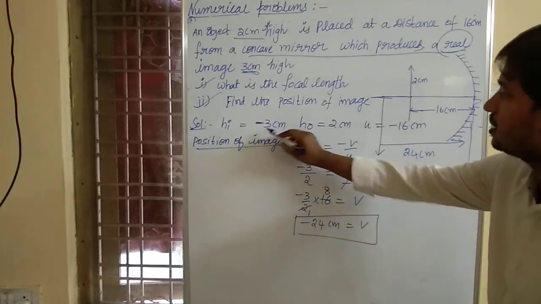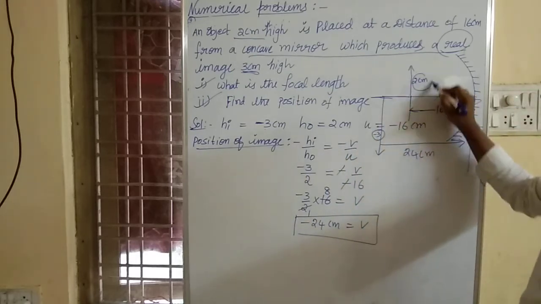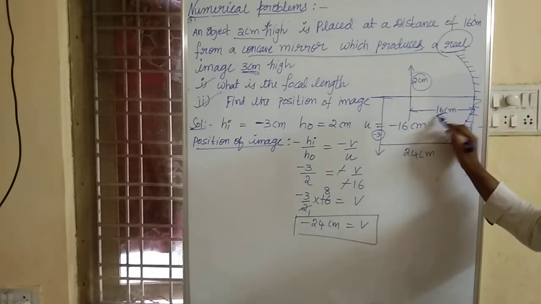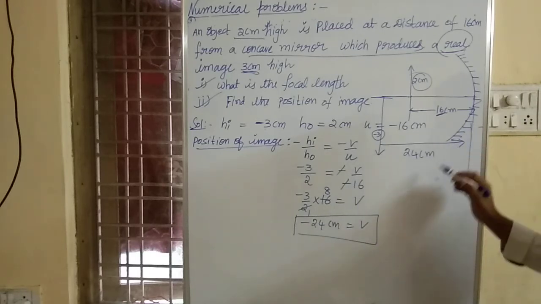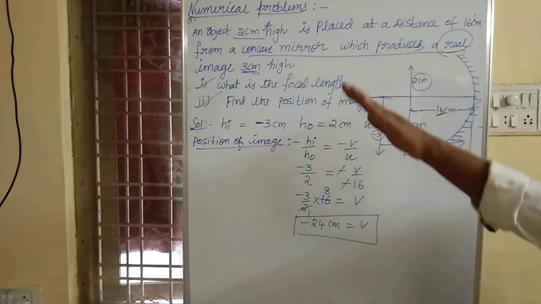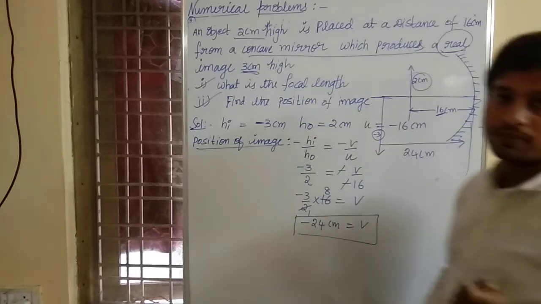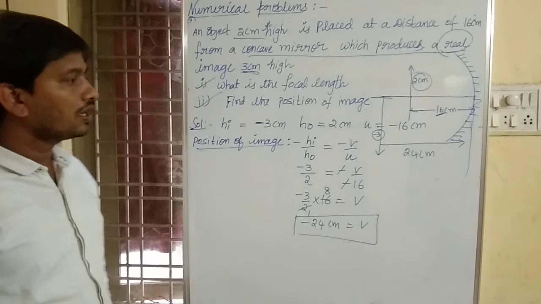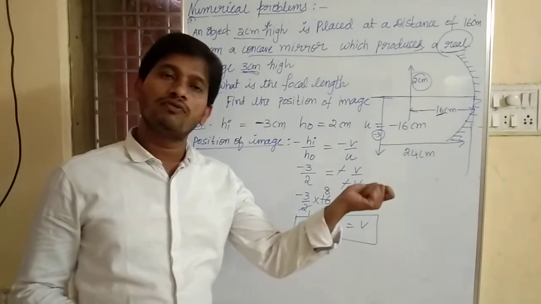What is the height of the image? Height of the image is minus 3 centimeter. Height of the object is 2 centimeter. The object is placed at a distance of 16 centimeter from the mirror, and we got the image at a distance of 24 centimeter from the mirror, which is a real image. Magnification is minus 3. Minus indicates the image is below the principal axis.